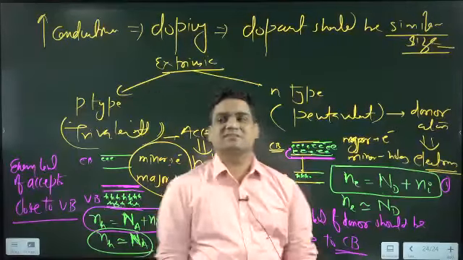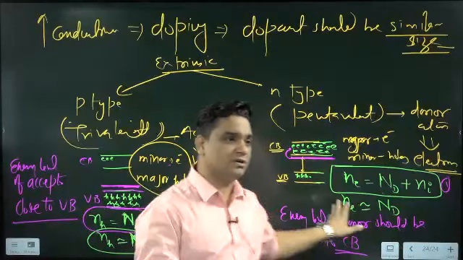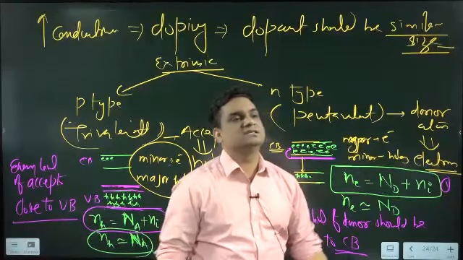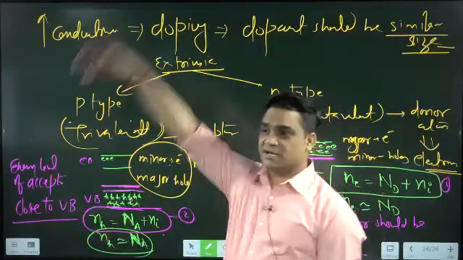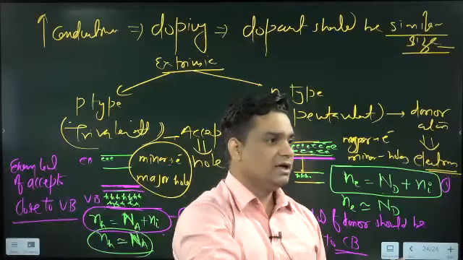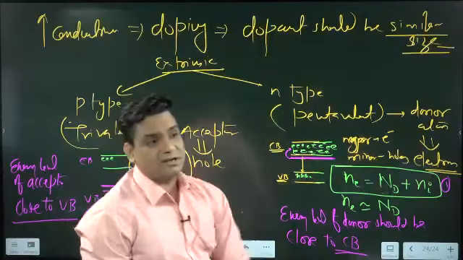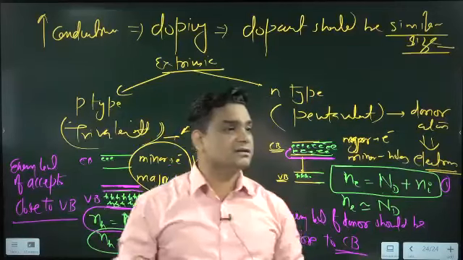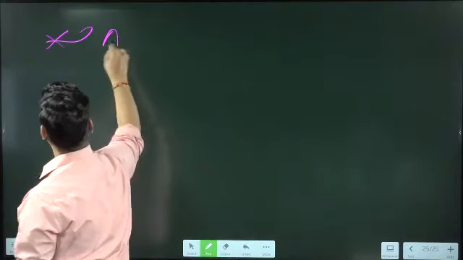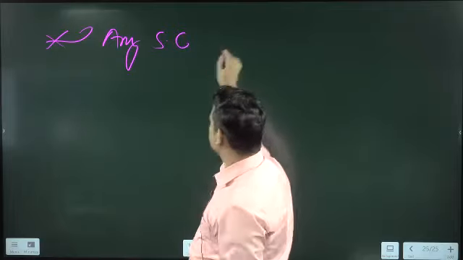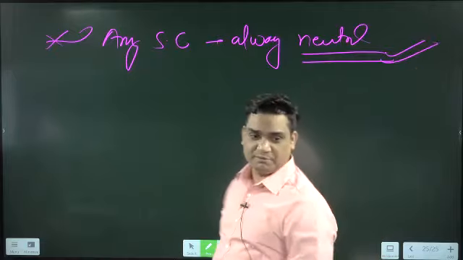Generally we remember that the number of electrons is equal to the number of donors. No, theoretically not equal. Some electrons and some holes also come from the temperature. Now, generally a misconception happens: sir, P type means positive type, N type means negative type. This is wrong. Any type of semiconductor is always neutral. So you have to remember this line: any semiconductor, P type, N type, intrinsic, is always neutral.